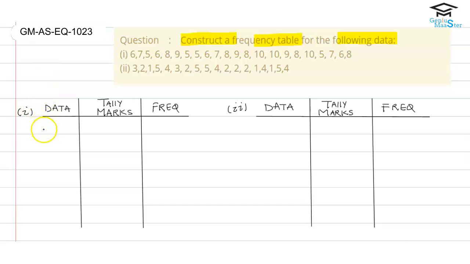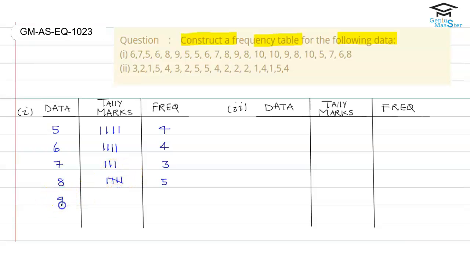Now the data is 5 whose frequency is 4, and the tally marks can be written as 1, 2, 3, 4. Now the second is 6 whose frequency is 4, and the tally marks next. Then 7, frequency is 3: 1, 2, 3. Then 8 whose frequency is 5: 1, 2, 3, 4, 5.